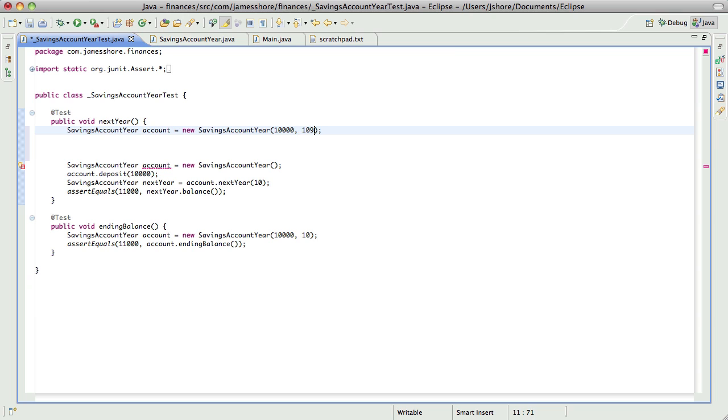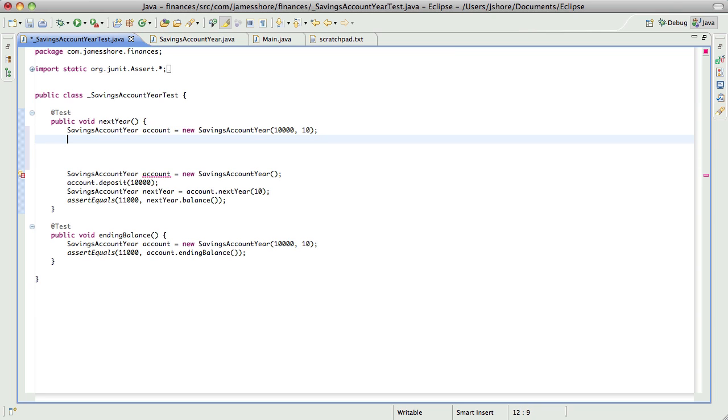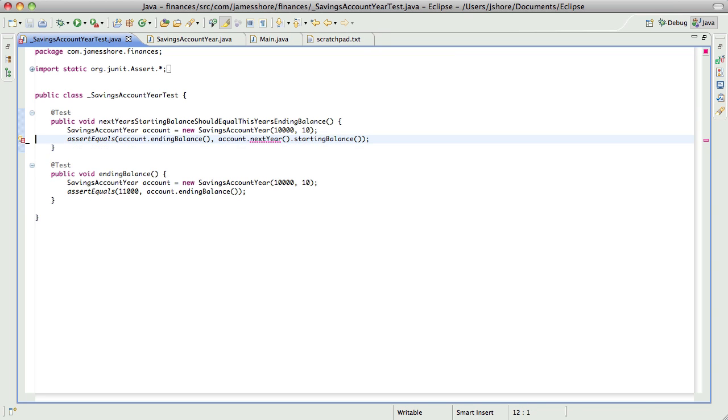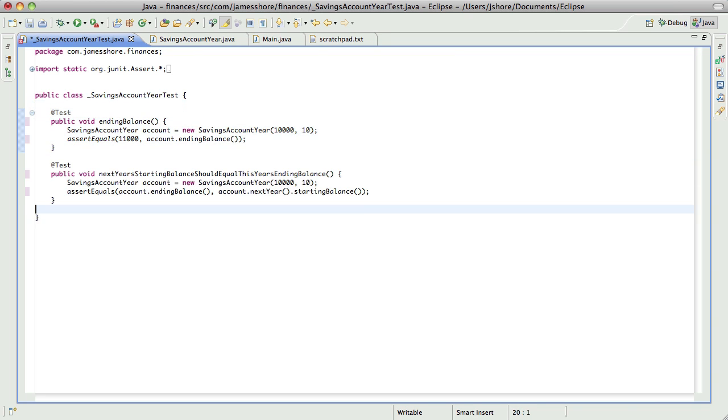So we're going to say it starts with 10,000, has an interest rate of 10, and the next year's starting balance should equal this year's ending balance. So that does mean that we'll need a starting balance. And we're going to want to assert that this year's ending balance is equal to next year's starting balance. That reads pretty nicely. And let's move this down here because I think it makes more sense there.